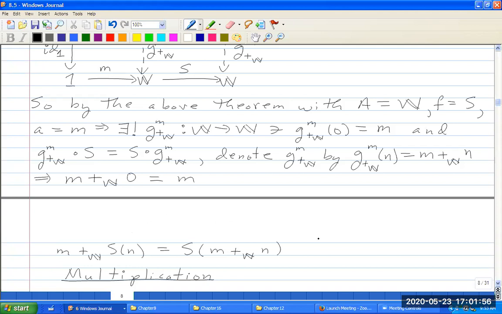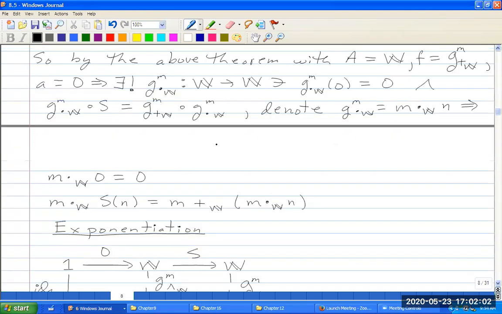Okay, next. What does this guy say? This says that M times N plus 1 is M plus M times N. And so it's just the distributive property. Exponentiation.